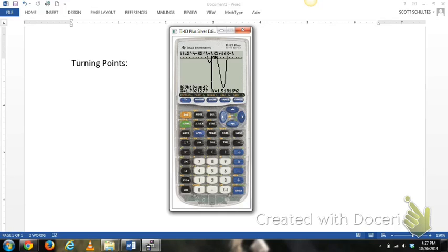I hit the right arrow a few times and make sure I'm past that 0 to the right of it. For the right bound, I hit enter again, and I'm going to hit enter again, and it looks like it's at about 1.82 if I round to 2 decimal places.